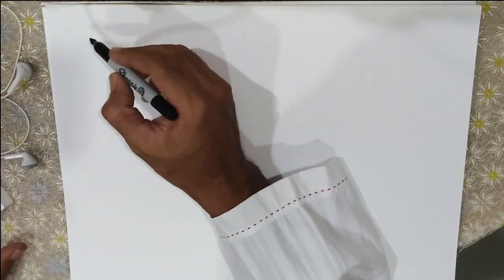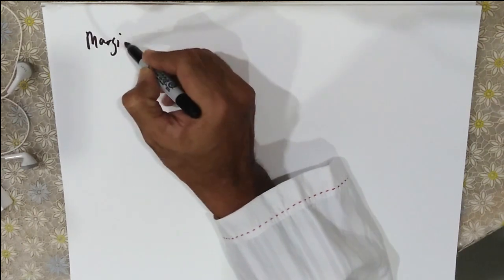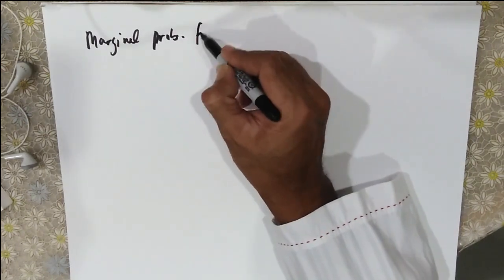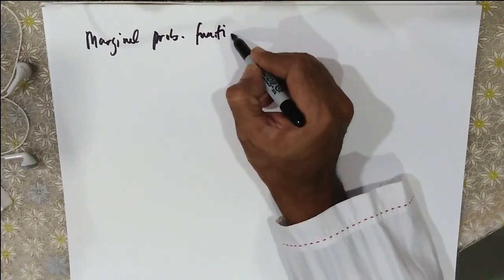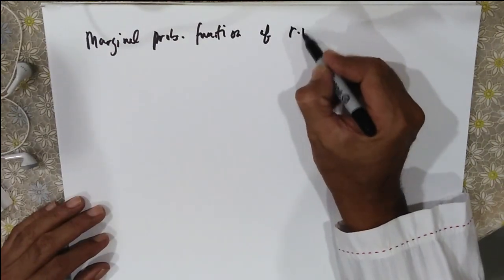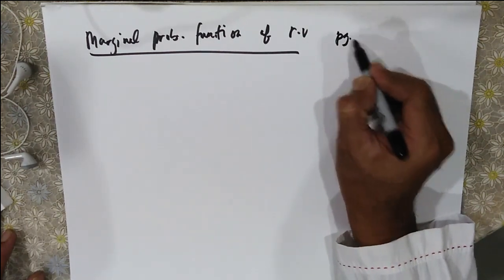For the marginal probability function. So I just put marginal probability function of random variables. This you can refer to page 83.